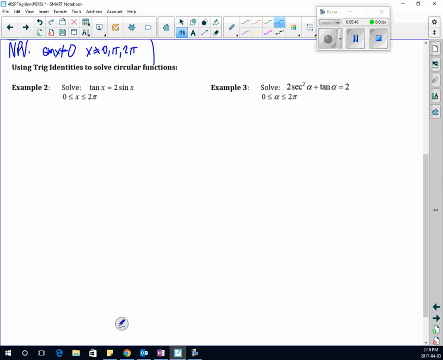Okay. Let's go to this one then. Baby stuff. Baby stuff, that's right. Okay, how would we do this one? Tan x equals 2 sine x. Change what? Okay, so this is going to be sine x over cos x equals 2 sine x. Then what?